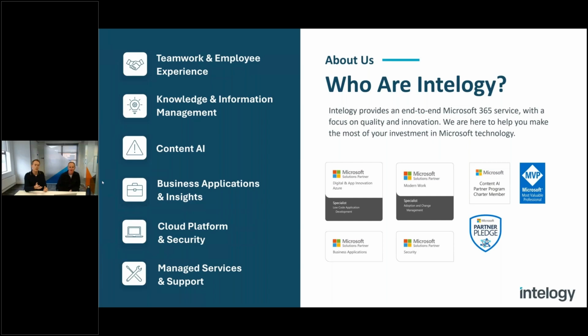Teamwork and employee experience is about collaborating within tools like SharePoint and Viva and Teams with a big focus on change management and adoption. Knowledge and information management is about your data and how that's organized, structured and governed. And then content AI is about how your content is processed and surfaced and using the latest AI tools like Copilot that we're obviously going to cover today. Our business applications and insights team, they create tools to meet specific business requirements, either using the Power Platform within Microsoft, or we can do custom dev as well.